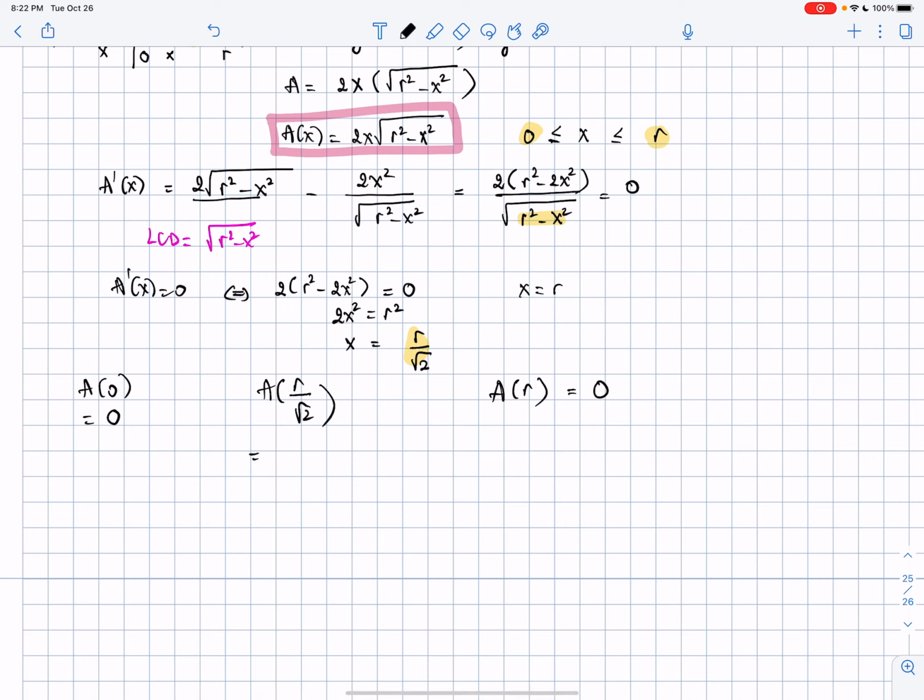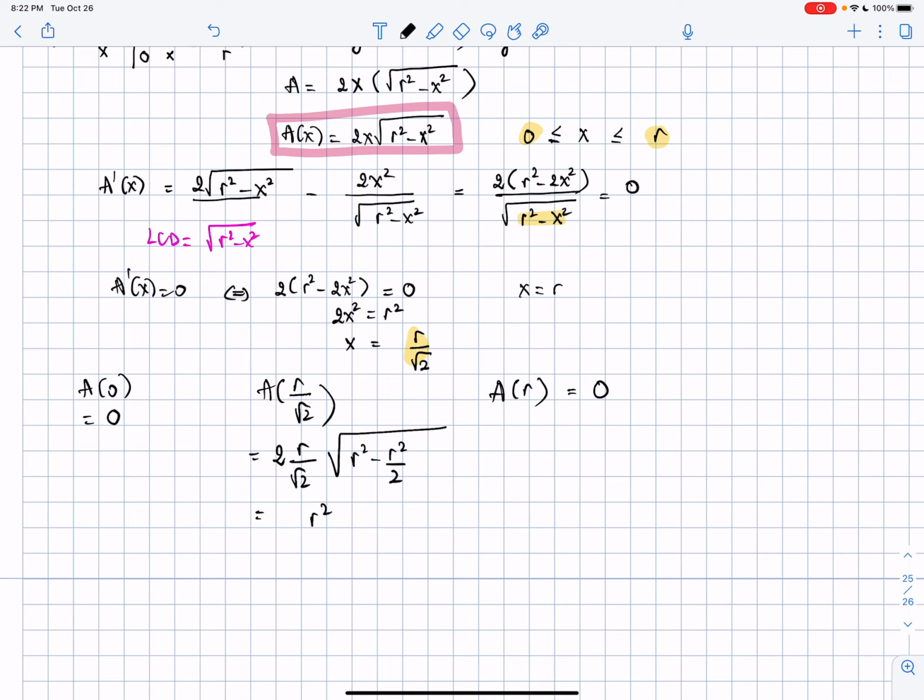So we will have 2 times r over the square root of 2 times the square root of r squared minus r squared divided by 2. Simplify this, we get r squared. So what this means is that the max area is r squared. So r squared is the max area.